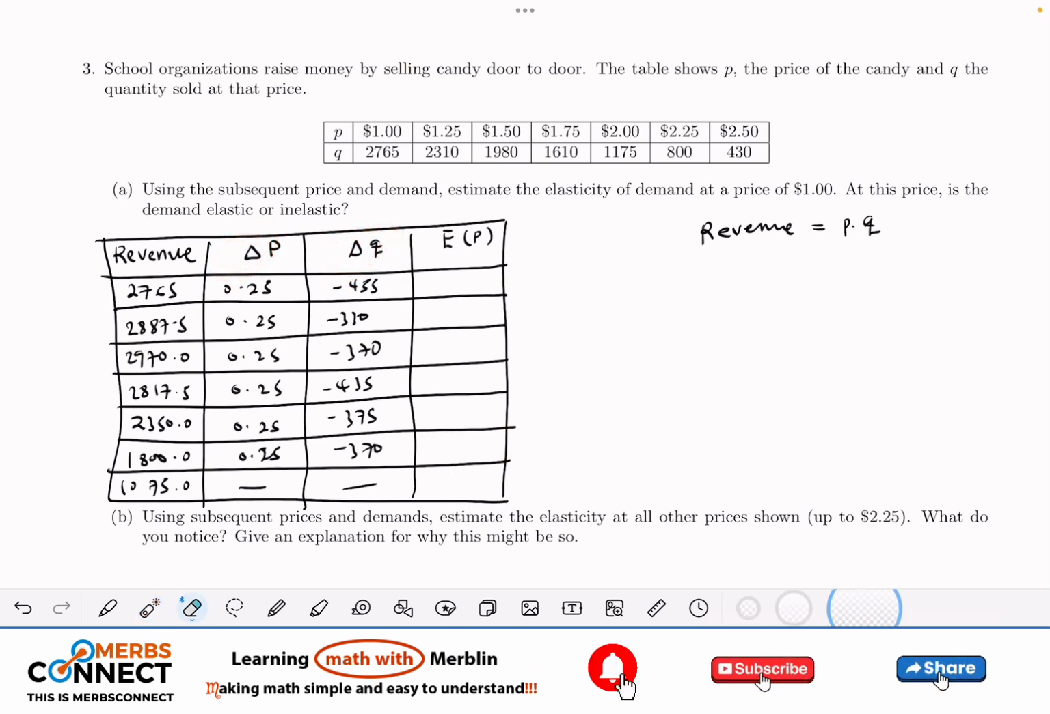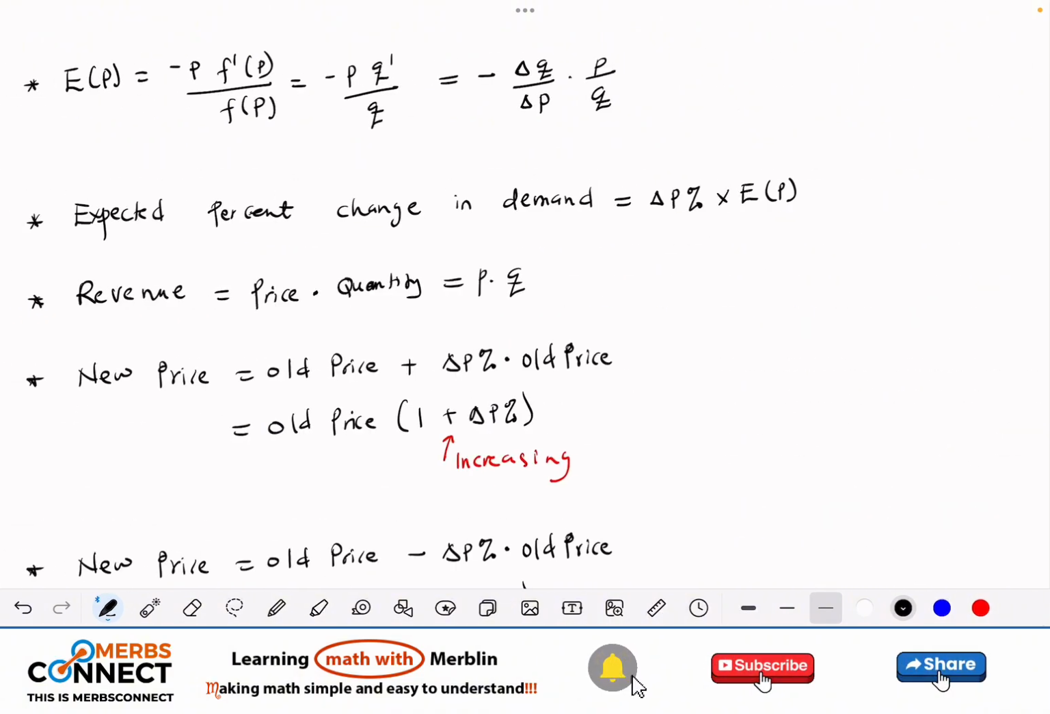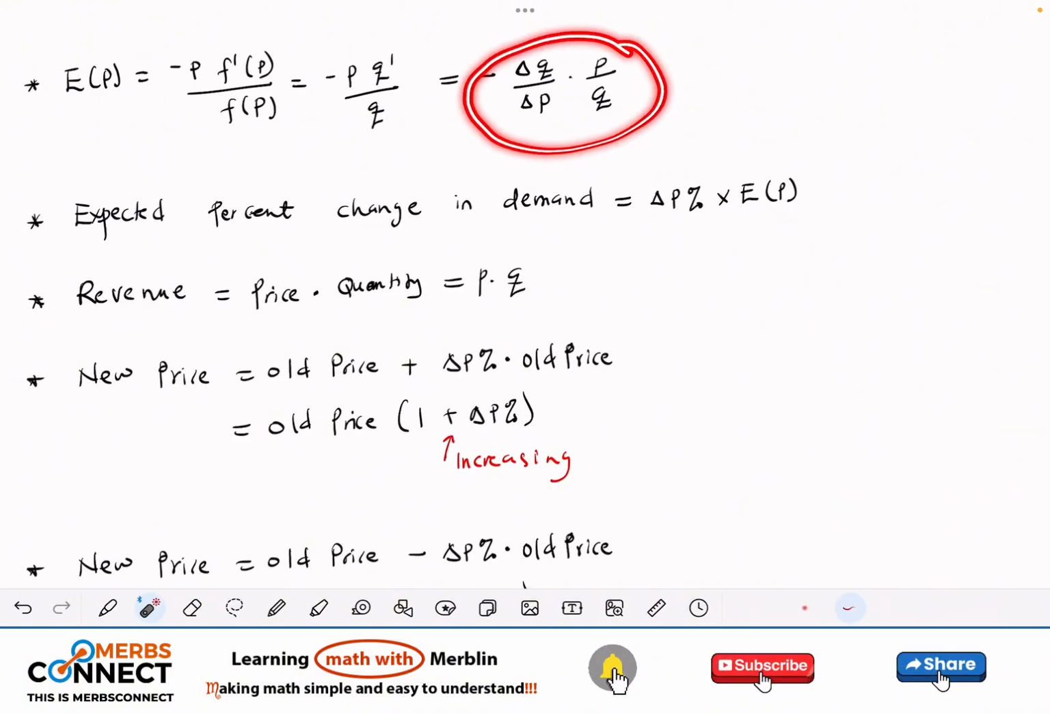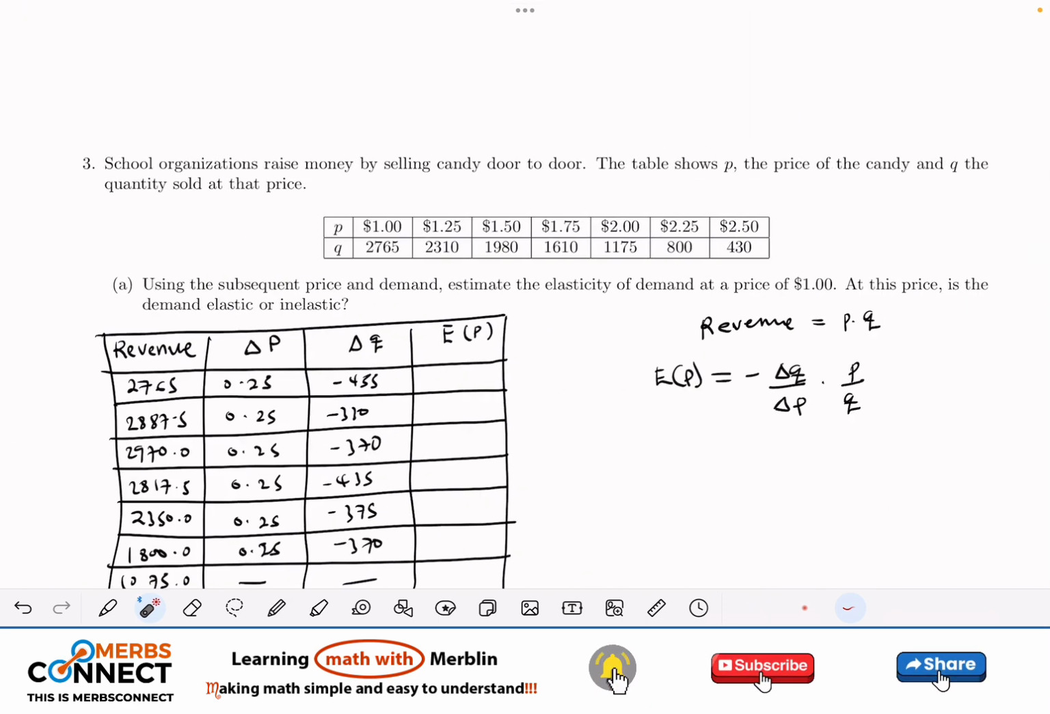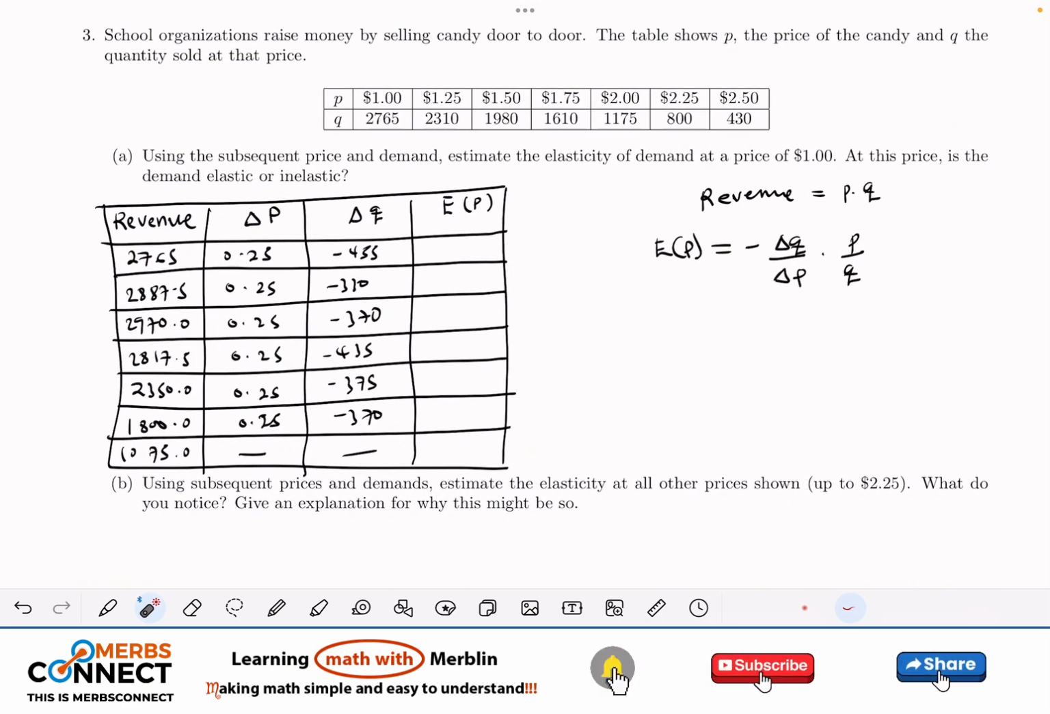Now don't forget, I said the elasticity is equal to minus change in quantity divided by change in price, times price over quantity. So that's what we had here. Anytime they give you the table, this is how it's supposed to go, right? So for us to get what is here, this divided by this, times price over quantity. If I want to fill the first one, this is what I'm going to get.